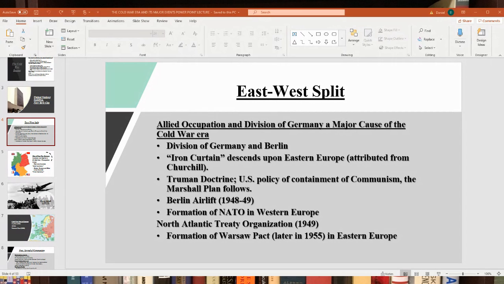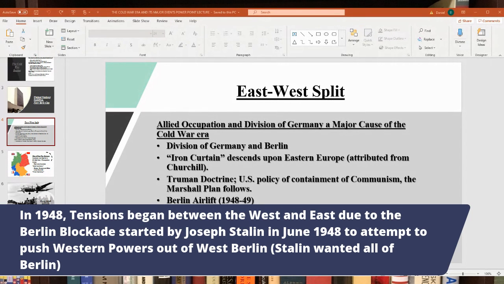Then in 1948, they had a very famous incident that happened over West Berlin. What happened was Stalin decided in June of 1948 to blockade West Berlin. Why did he do this? He wanted to take over West Berlin and have control of all of Berlin, because, as I told you, people were trying to escape to the West. And he wanted to end capitalist democratic influence in East Germany. So that's what happened.